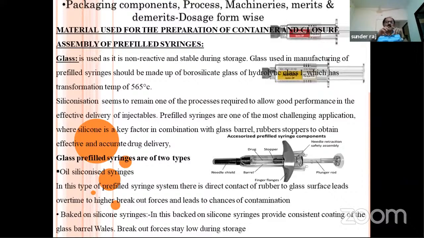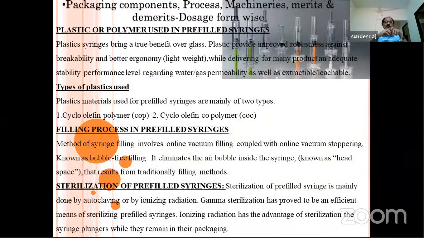Plastic or polymer used in the pre-filling. Other than glass, there are plastic syringes also used in the pre-filled syringes. Plastic syringes improve robustness against breakability. Glass is breakable, whereas plastic is unbreakable, so it has advantages over glass. The plastic materials used in the pre-filled syringes are mainly two types: cycloolefin polymer and cycloolefin copolymer. These are the two types of polymer material used to manufacture plastic pre-filled syringes.